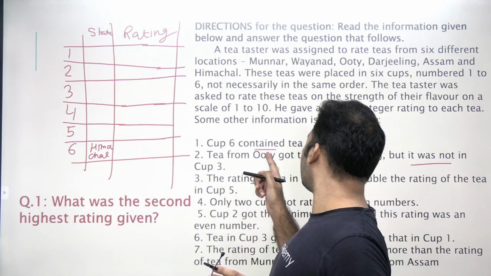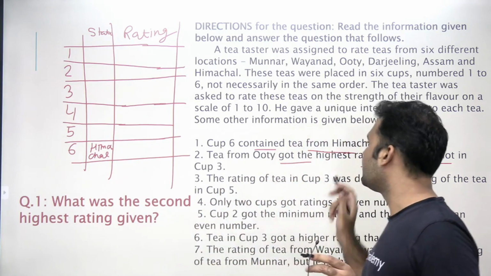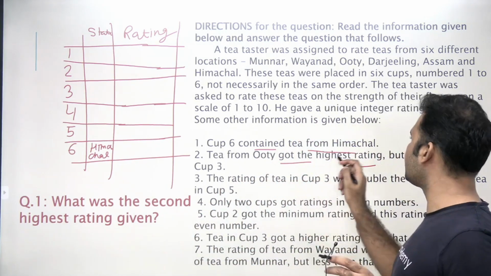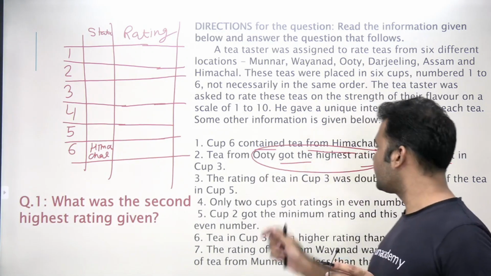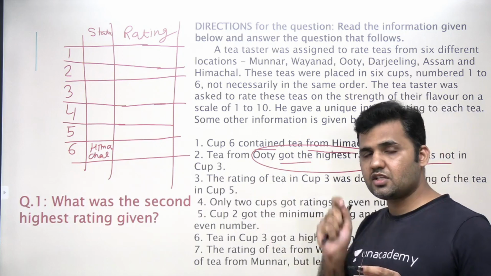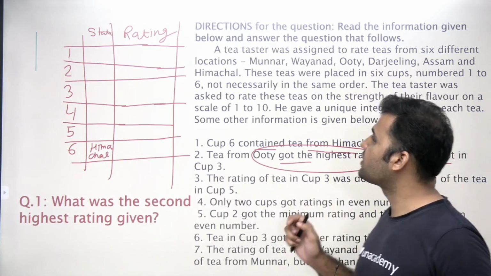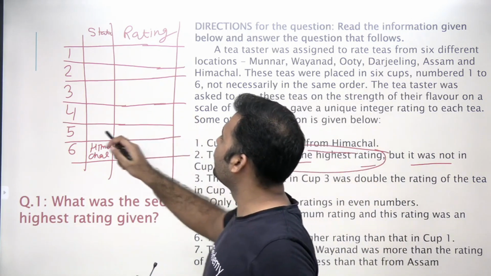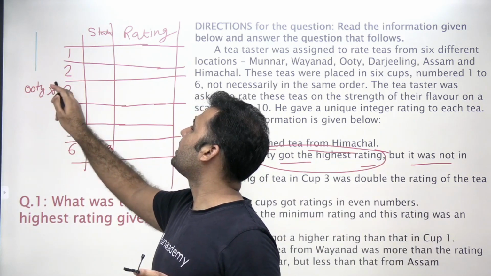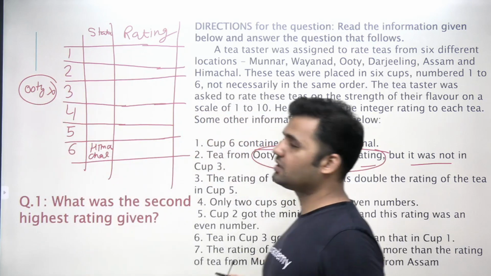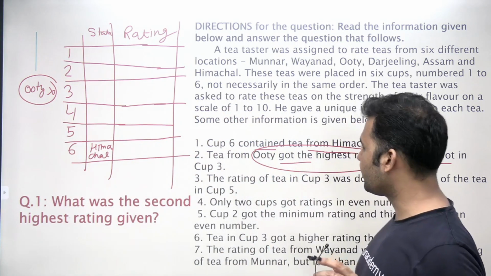And what we can mention over here is tea from Ooty got the highest rating. So just keep this information, right? Just take it as a highlighter. Just highlight this information that the tea from Ooty got the highest rating and it was not in cup number 3. So can I say the cup number 3 does not contain the tea from Ooty, right? So just straight away write it down like this: cup number 3 does not contain the tea from the Ooty.